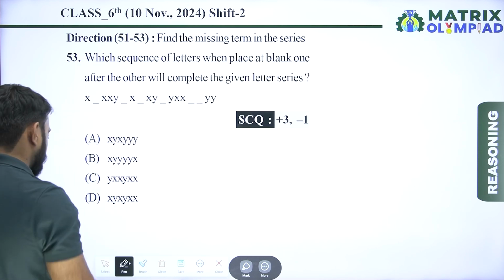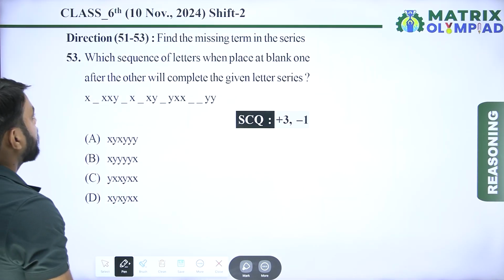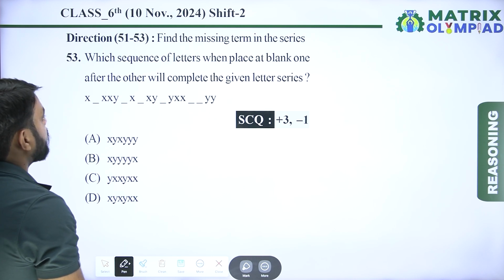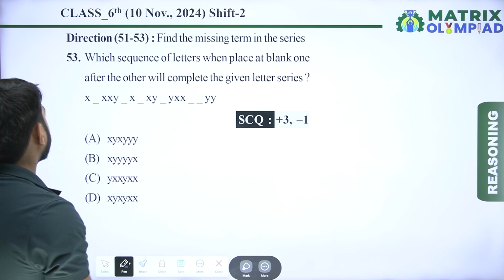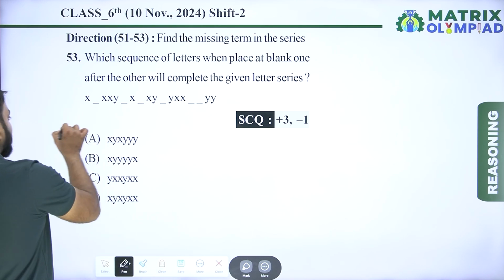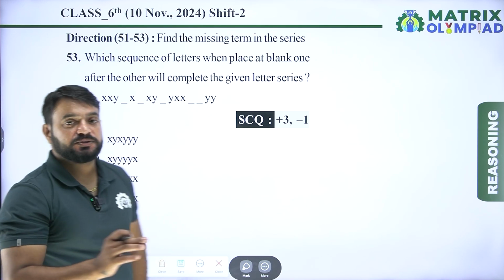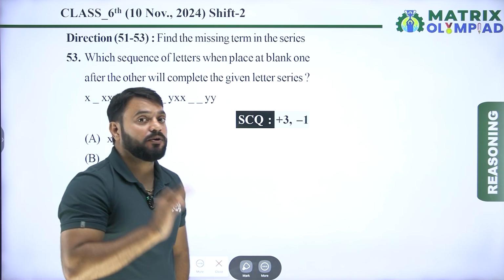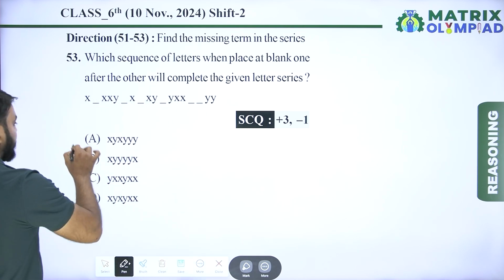Now the next question is question number 53. Find the missing term in the series. Which sequence of letters, when placed at the blanks one after the other, will complete the given letter series? In such questions, put the options in the question one by one and then check which one will follow correctly. So first taking option A.